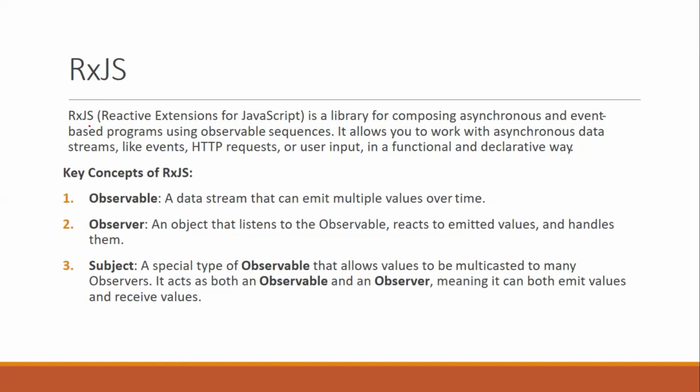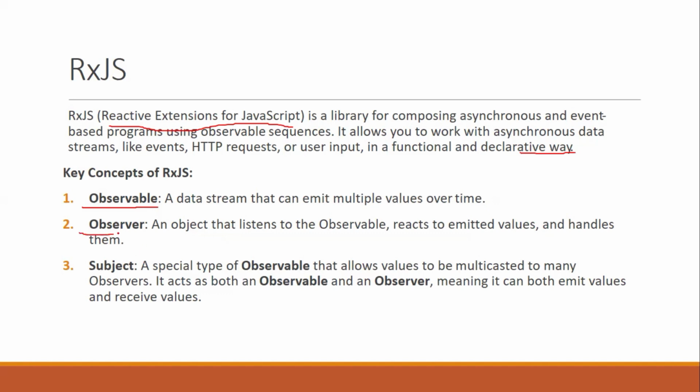Now, RxJS is the reactive extension for JavaScript. It is a library for composing asynchronous and event-based programs by using observable sequences. It allows you to work with asynchronous data streams like events, HTTP requests, and user inputs in a functional and declarative way. There are a few key concepts, and the most important is observables. It is a data stream that can emit multiple values. We can say it is an array of values that is coming over time.